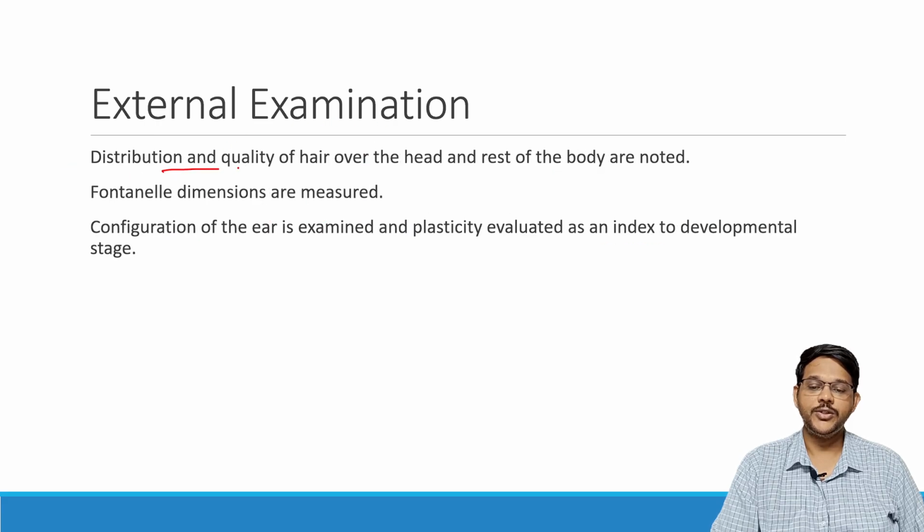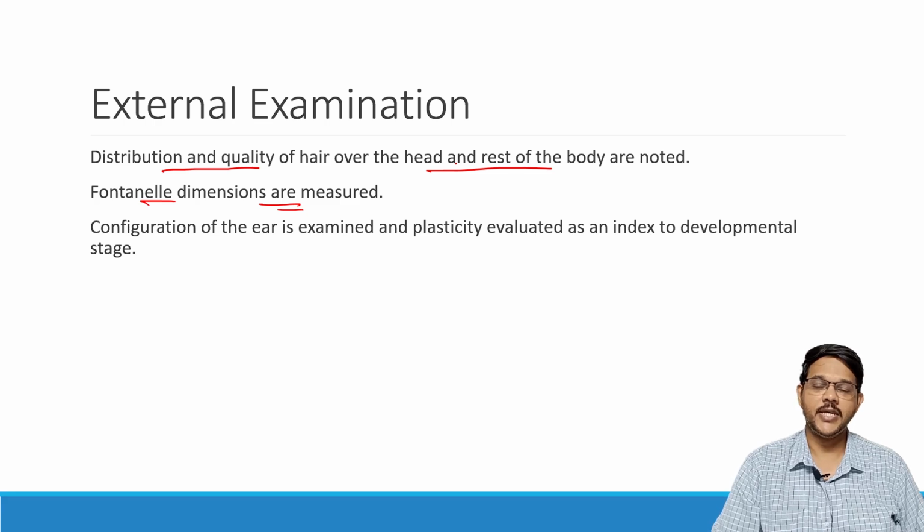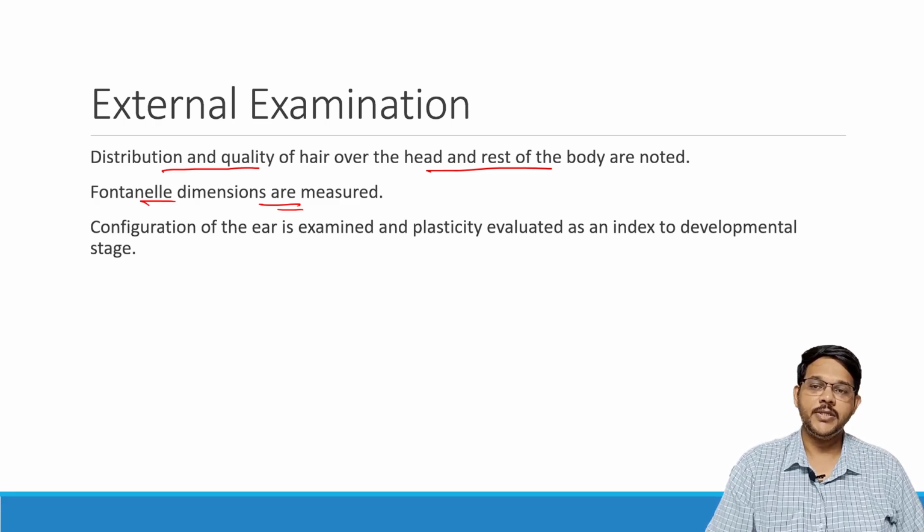Then the distribution and quality of hair over the head and rest of the body should be noted. So how the hair distribution is, whether it is normal or abnormal, indicates the normal growth of the child. Then fontanelle dimensions are measured again to determine the age of the child. If the fontanelle measurements are exaggerated, it indicates that there may be some fluid accumulation, hydrocephalus may be present, which may be the cause of the child's death.